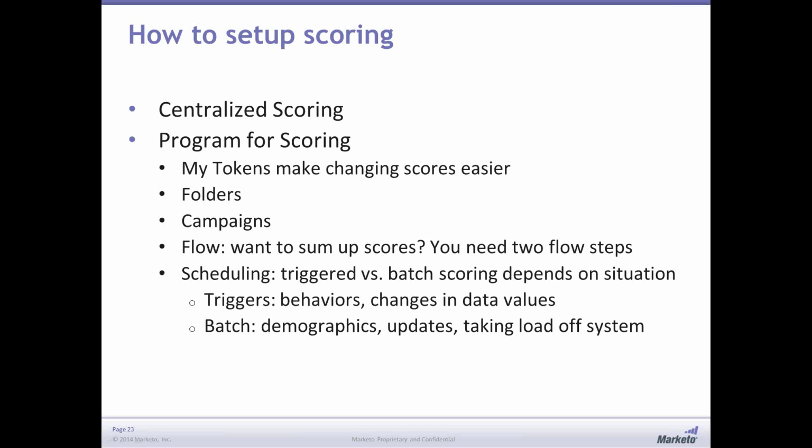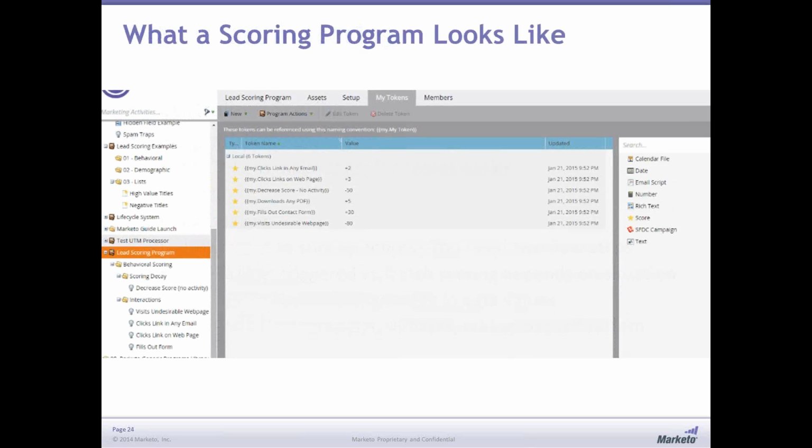Typically, behaviors are going to be trigger campaigns, or changes in data values will be triggers. Demographics, some updates, and occasionally a behavior would be a batch campaign. It is possible to do demographics as a trigger, and there are some good reasons to do that sometimes. But you want to be careful with not having too many triggers.